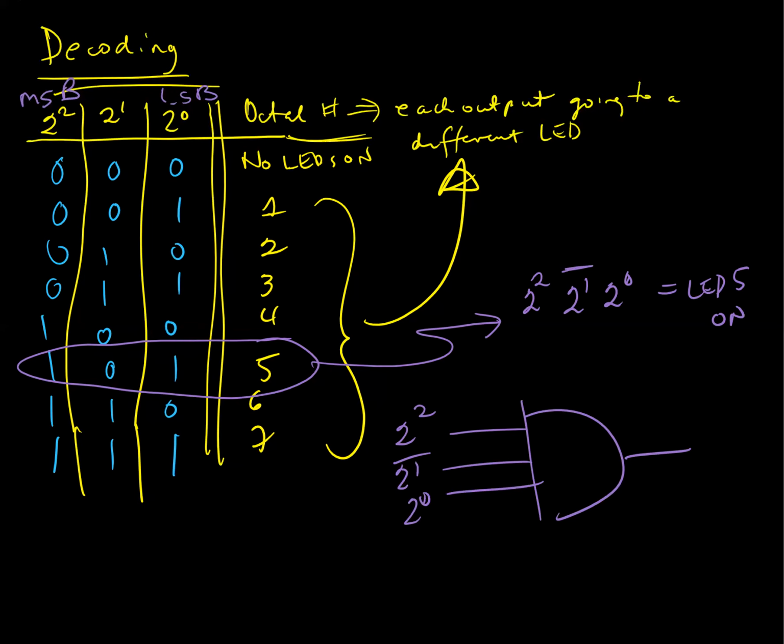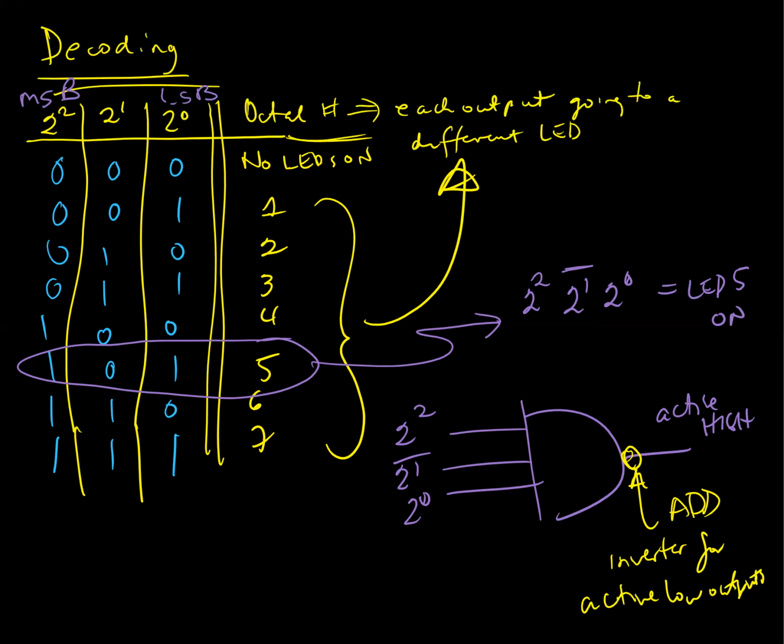If we wanted our outputs to be active high, so the output is high when that particular input is chosen, we use the AND gate directly. If we wanted to have active low outputs, we could get that by adding an inverter at the end of the AND gate. So we would add an inverter for active low outputs.